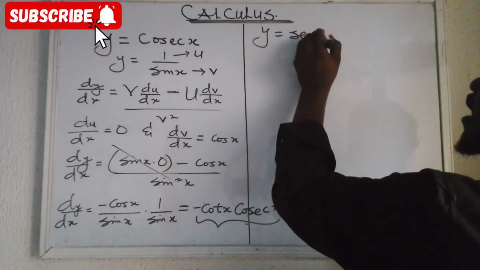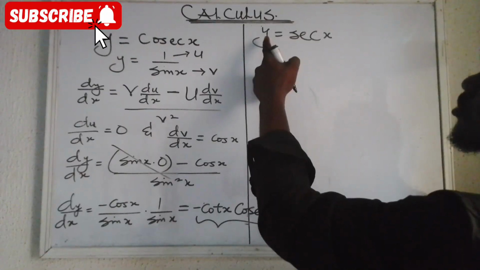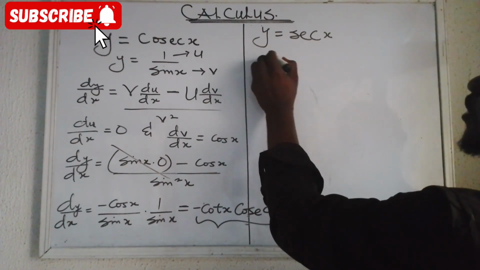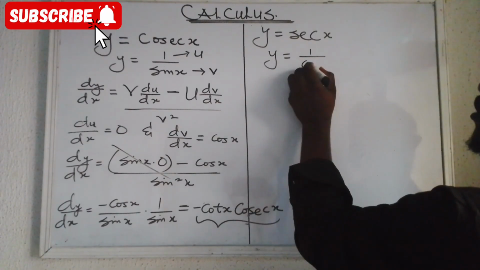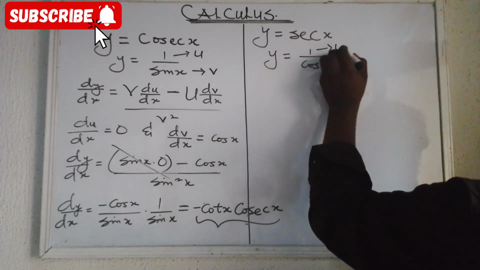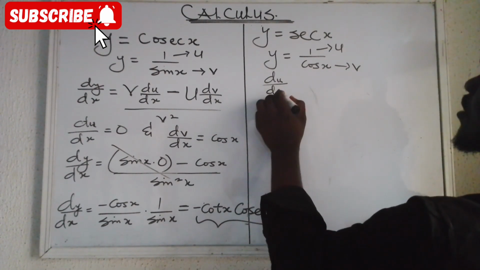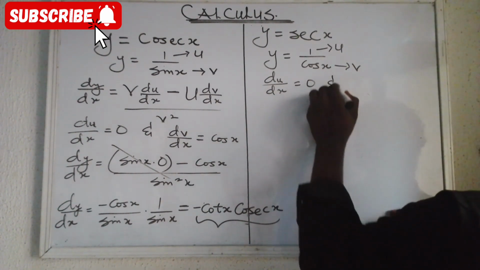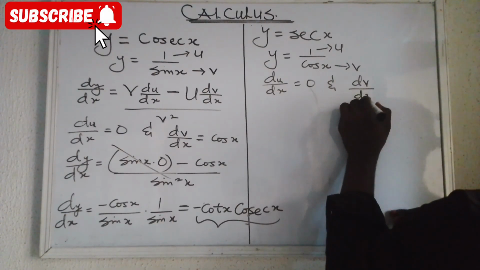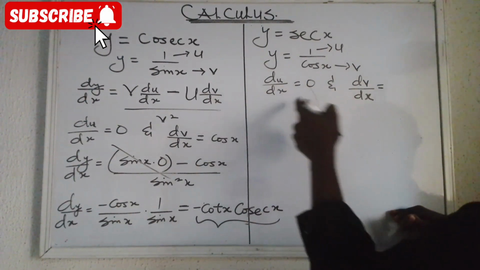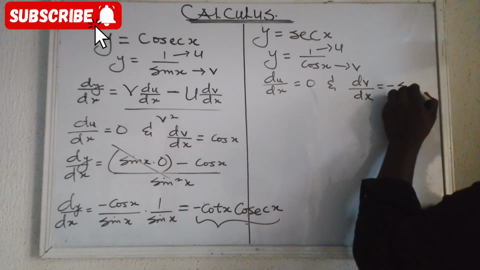Once you have gotten that, now let's quickly find the derivative of sec x. The same system of application is used here. Since y is equal to sec x, y is the same thing as the inverse of cos x. So here we have u and here we have v. Therefore, du/dx will be equal to 0, while dv/dx is going to be negative sine of x.